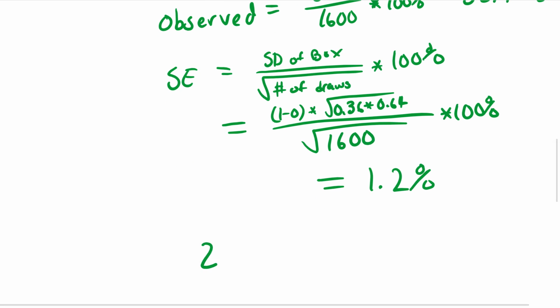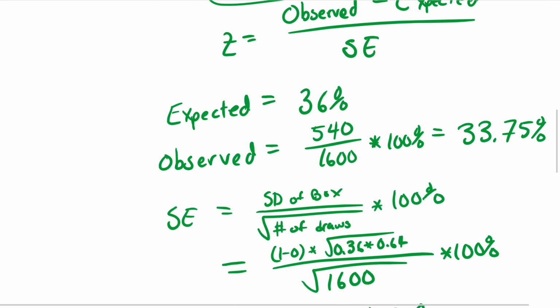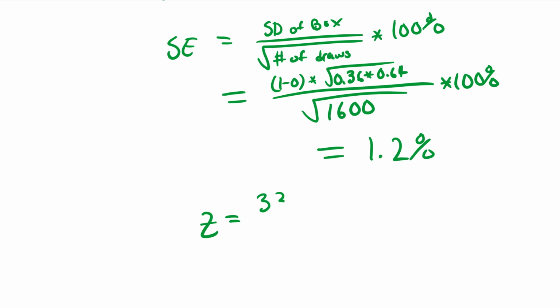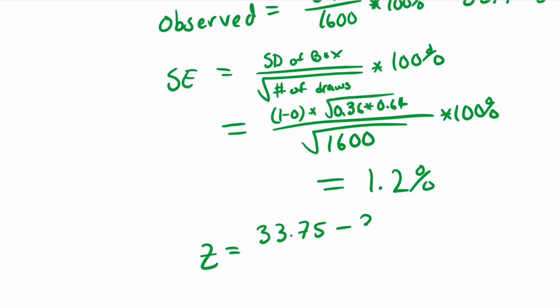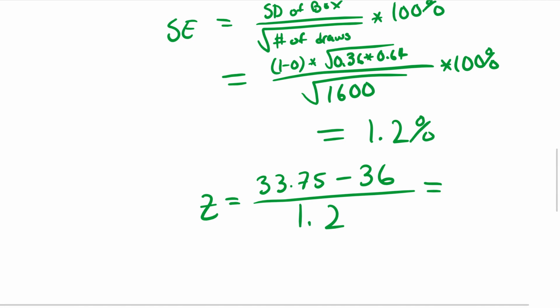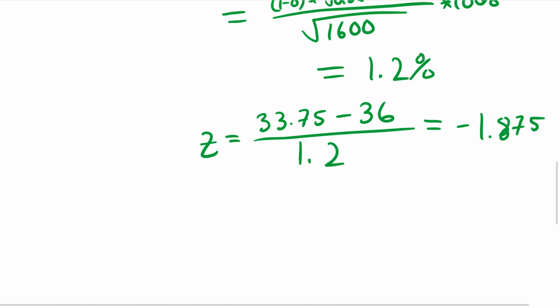Now we plug that into our Z. So we have the observed value is 33.75 minus the expected, which is 36, divided by the standard error for percent, which is 1.2. And I got negative 1.875. Again, check these answers. They could be incorrect.